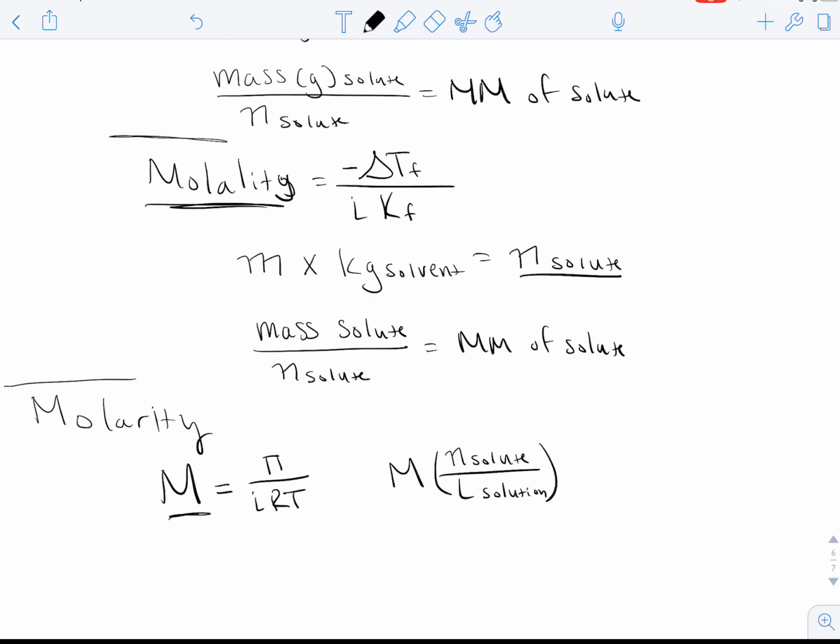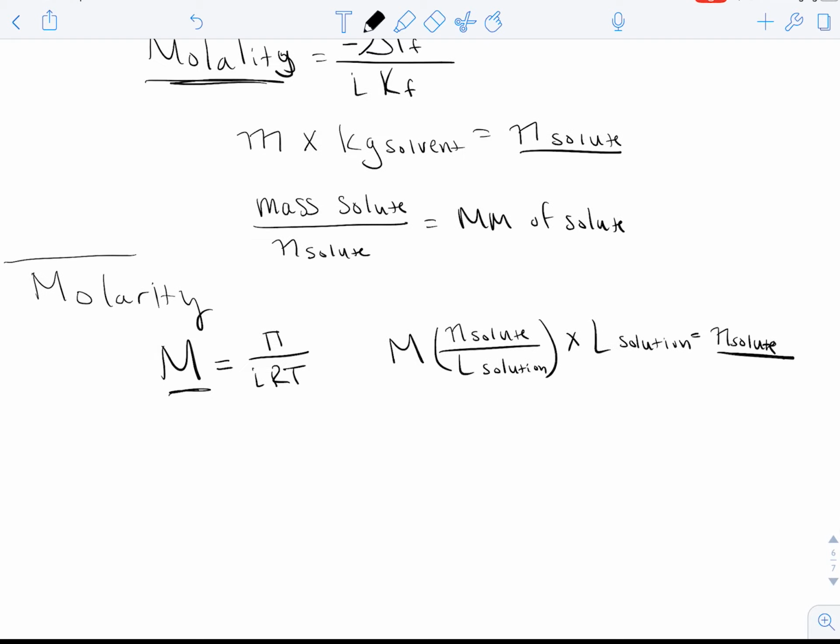So we can take that and multiply it by our liters of solution, and we can solve for our moles of our solute. Okay, then if we have our mass of our solute in grams, we can divide it by our moles of our solute, and that will give us our molar mass of our solute.